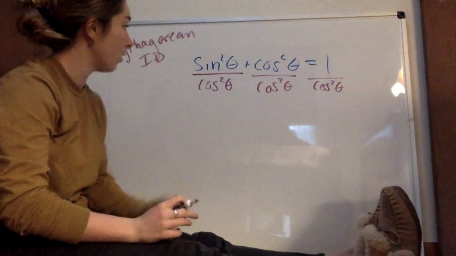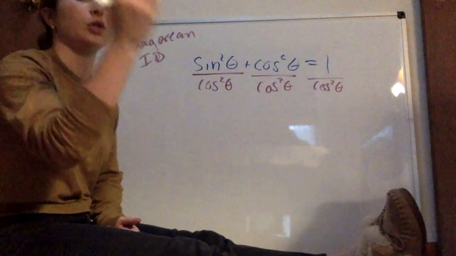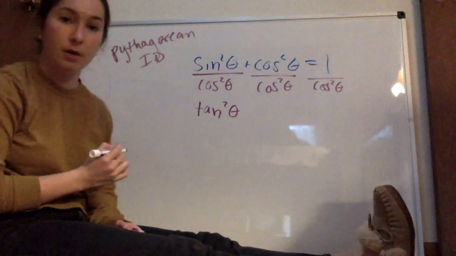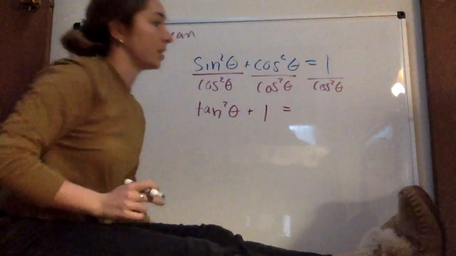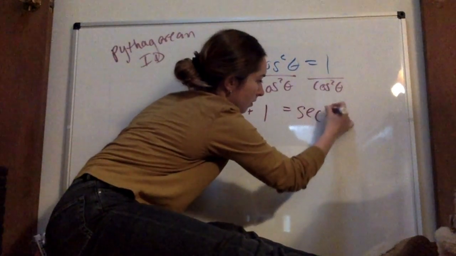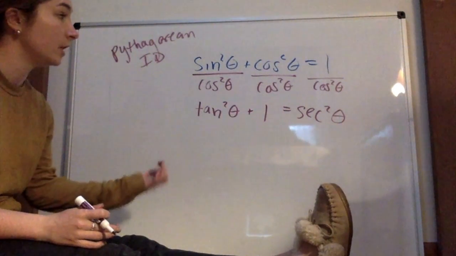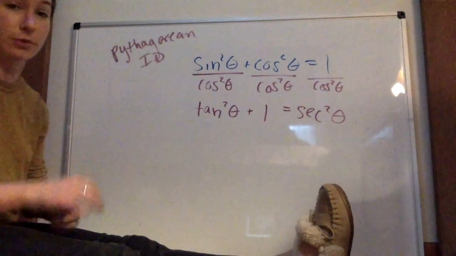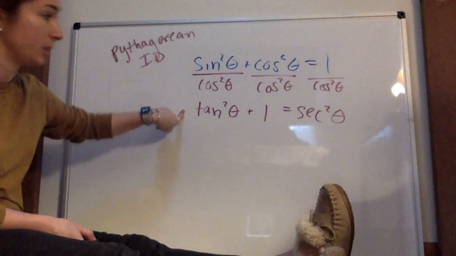Okay, and now sine squared divided by cosine squared is sine over cosine squared, or tangent squared of theta, plus cosine squared over cosine squared is 1, equals 1 over cosine squared, or 1 over cosine all squared, which is going to be secant squared of theta. So that's one alternative to the same Pythagorean identity. So there's actually 3 versions of our Pythagorean identity, and we'll do the 3rd one in a second. So there's sine squared plus cosine squared equals 1, and now we also have tangent squared plus 1 equals secant squared.